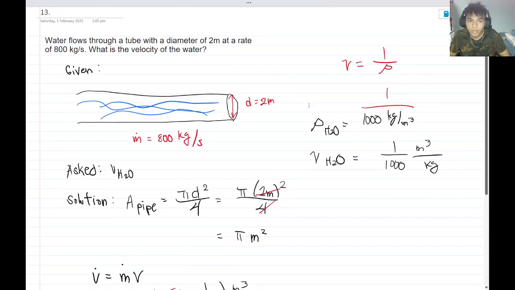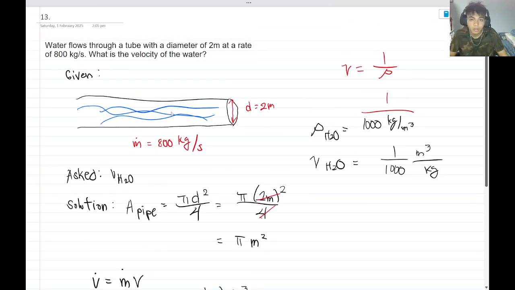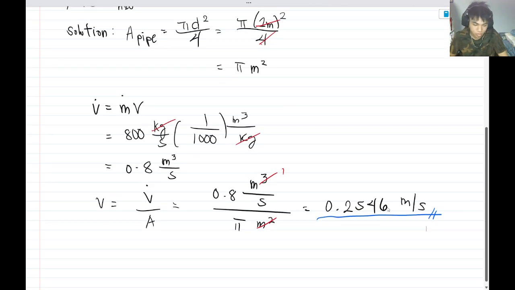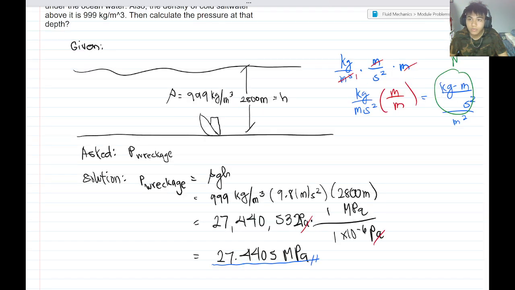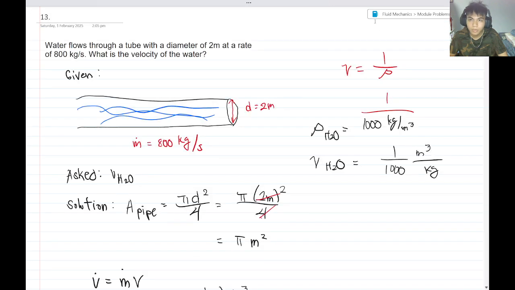And so yung velocity ng water sa pipe na to is this, 0.2546 meters per second. And I guess that sums up the problems. Yeah, I think that's all for this problems for module 1, the practice problems.